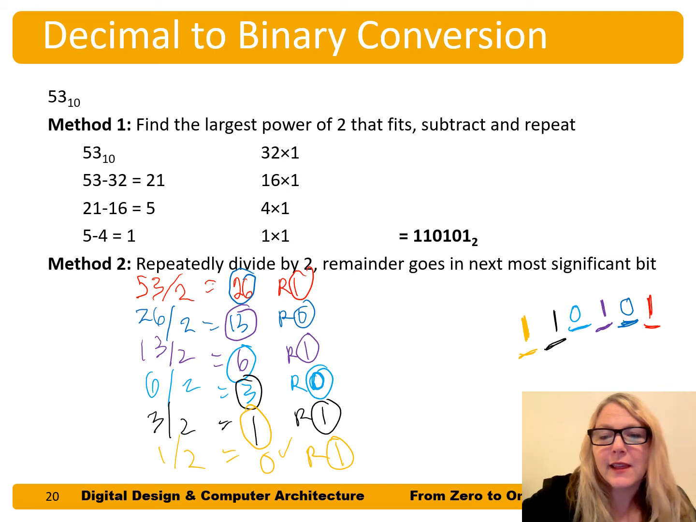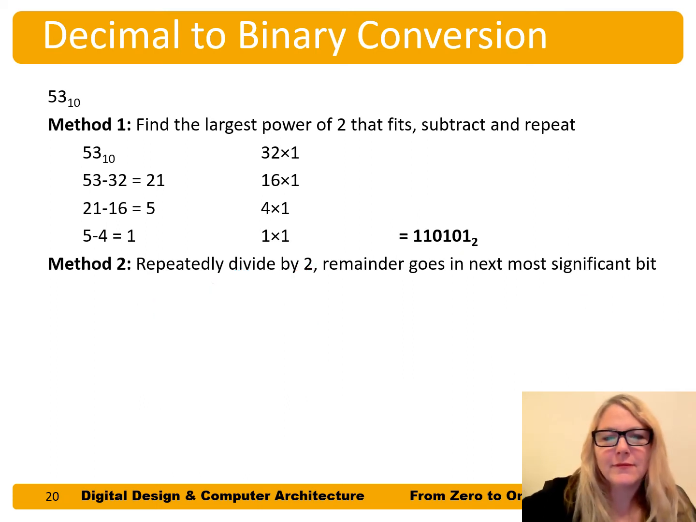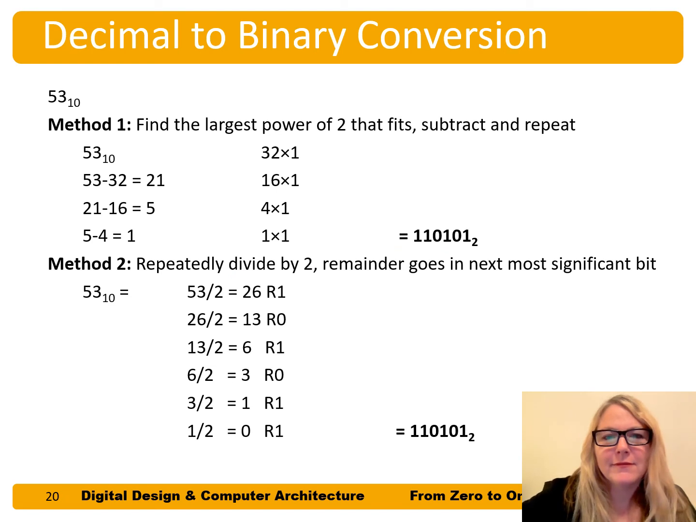And we see that, hey, in fact, this is exactly the same as what we got with method 1. And it should be, right? The methods are different, but the results should be the same: the binary representation of 53. And remember, this could be any base. We can convert to other bases as well.